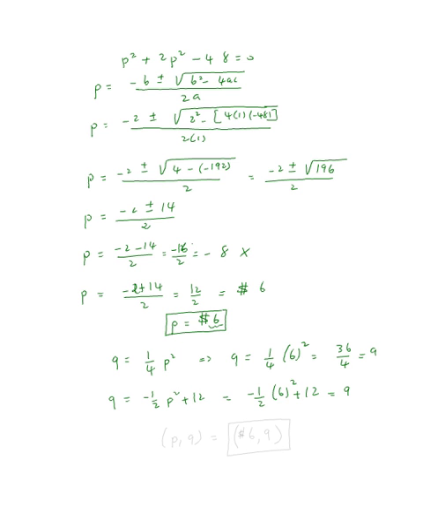So the answer, PQ, will be: the price is $6 and the quantity demanded will be 9 units. And this is the answer. And that's it for this example.